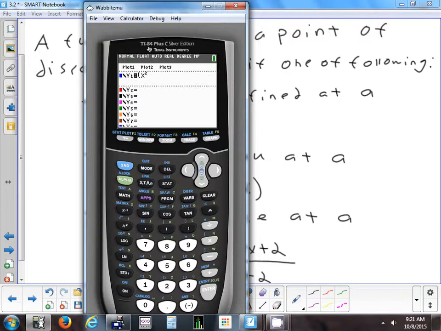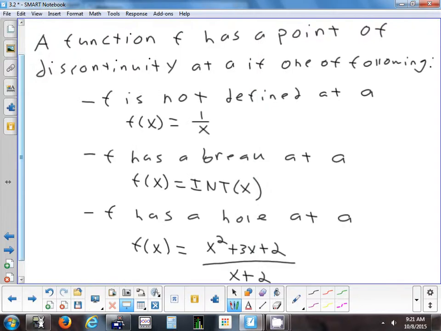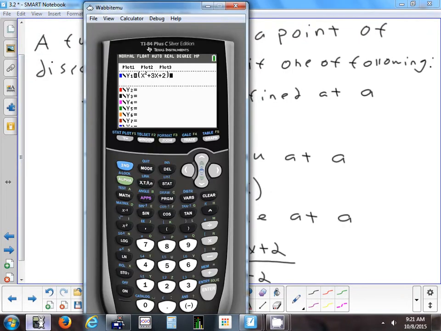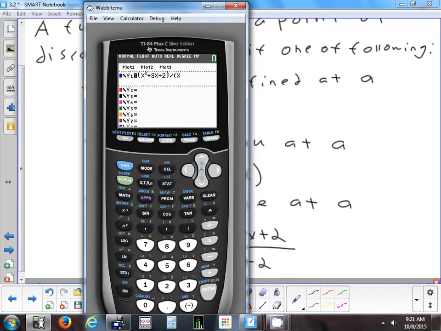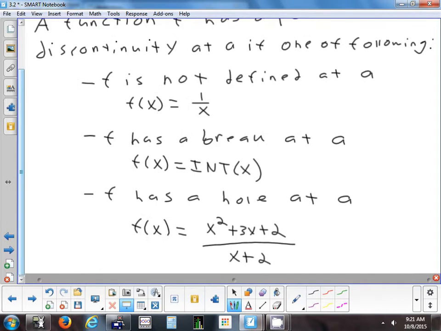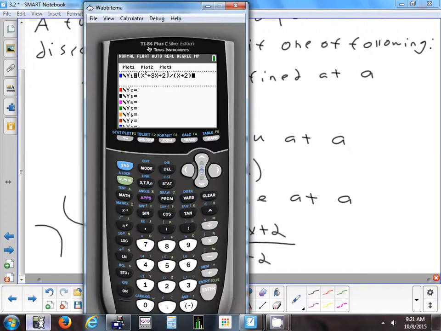X squared plus 3x plus 2 divided by x minus 2. Or x plus 2. Now, you might be thinking, well, wait, isn't this just a divide by 0 error? If you plug negative 2 in, negative 2 plus 2 is 0, you divide by 0. Yes, it's a divide by 0, but it's not going to look like that. It's going to look like one connected graph. Okay, let me show you.